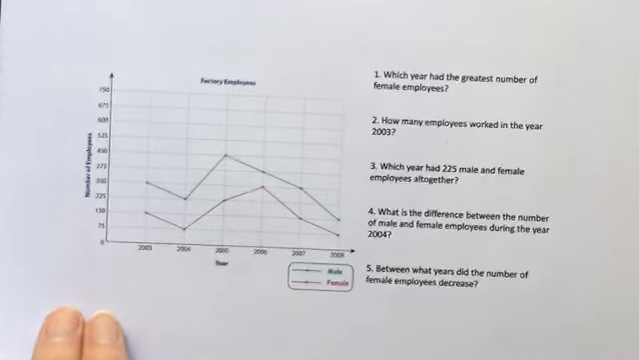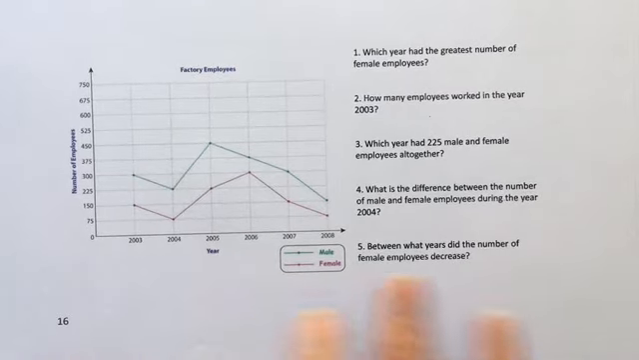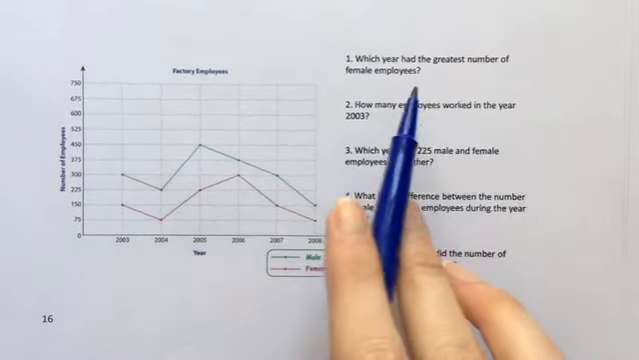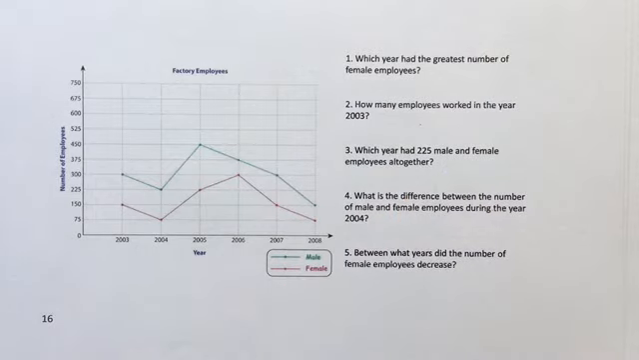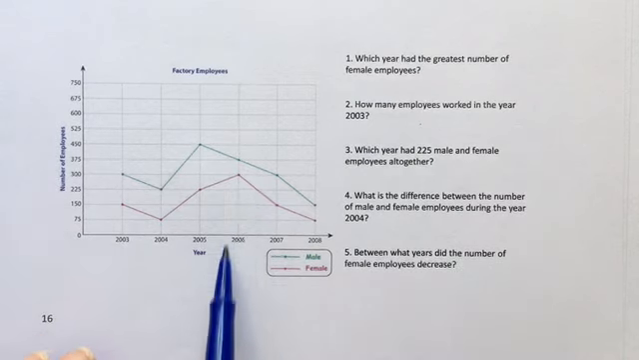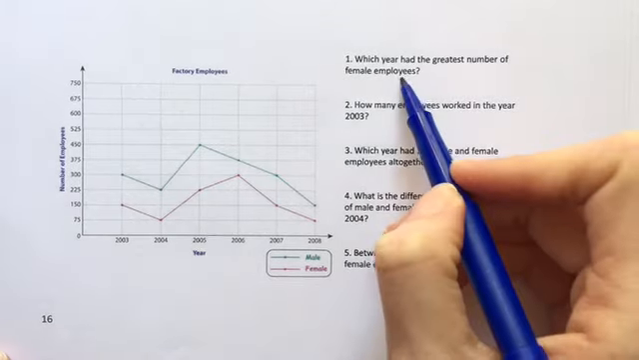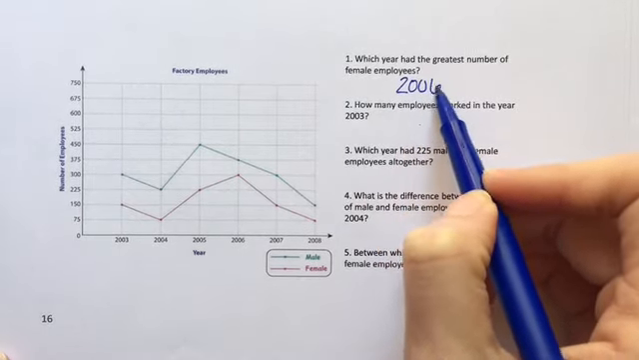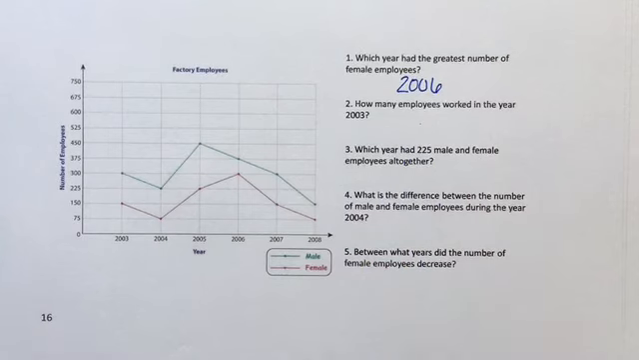So first of all, we're just going to do some reading on this graph. Number 1 says, which year had the greatest number of female employees? Well, we know the key tells us that the pink line is the female employees. So looking here, where was the greatest number of female employees? What year? Well, we can see it is at its highest in 2006.